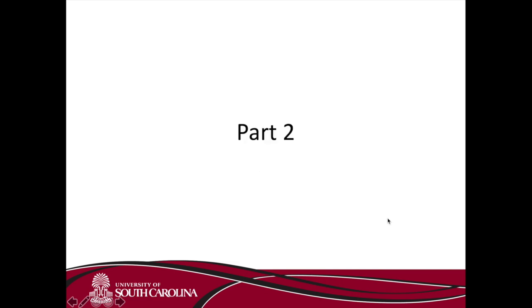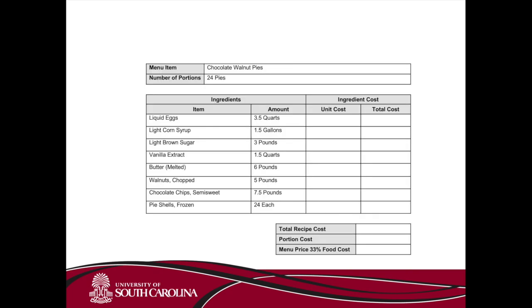So let's look at something new. Let's look at a new set of recipes here. Chocolate walnut pie. We've got liquid eggs. We've got our corn syrup. We've got our brown sugar, our vanilla extract, our melted butter, chopped walnuts, semi-sweet chocolate chips, and our pie shells. This is the chocolate walnut pie recipe from the McCutcheon house.